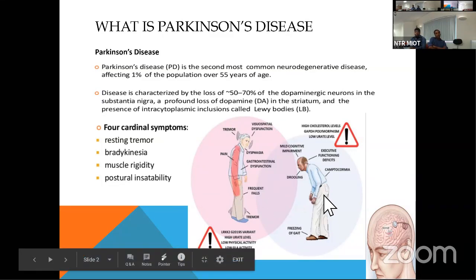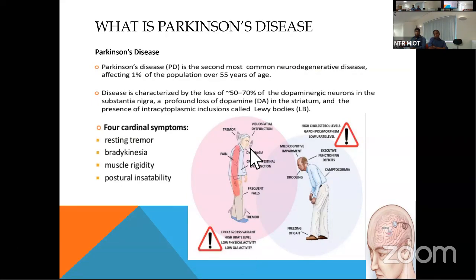This also affects your face, like a mask face. A mask face means you can't smile, because the muscles have become rigid. So these 4 symptoms are the cardinal symptoms. These are all important for our normal day-to-day life. You have to move around, talk to people, and smile at people. These are the main features. Other than that, there are additional symptoms.